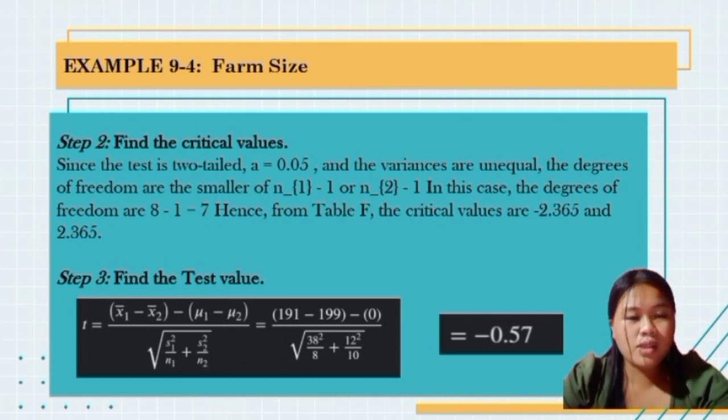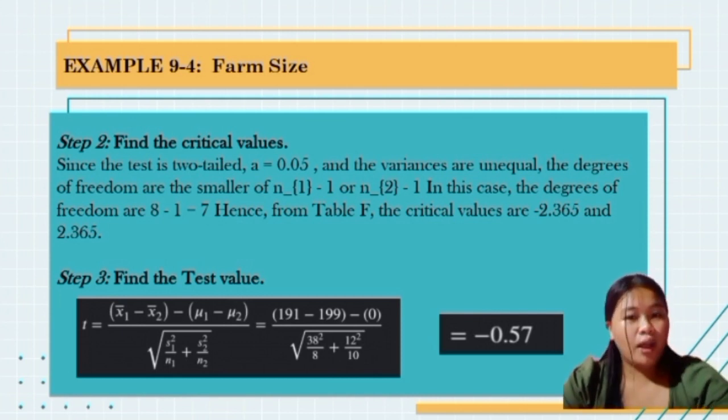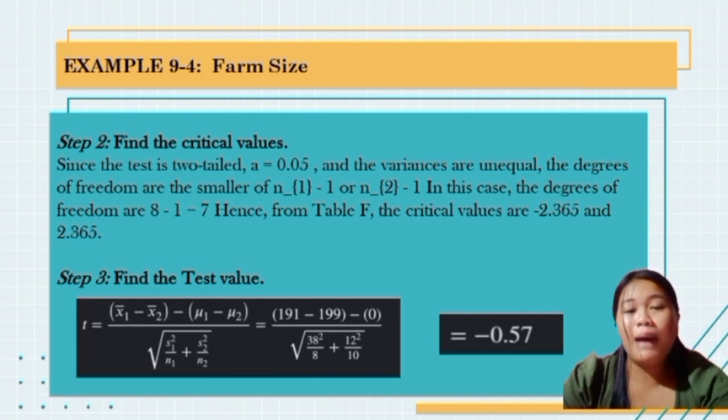So, what numbers will we use? We will use 191 or 199. So, t is equal to 191 minus 199 minus 0 over the square root of 38 squared over 8 plus 12 squared over 10. If you have a calculator, you can calculate it, and the answer is negative 0.57.